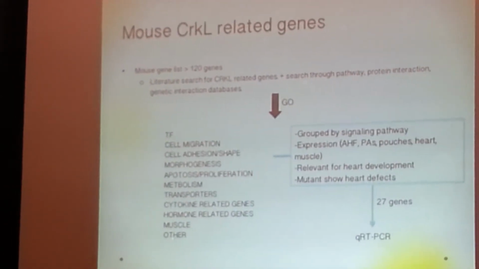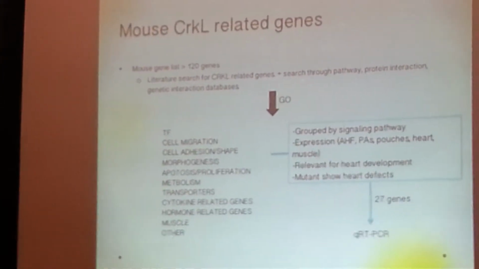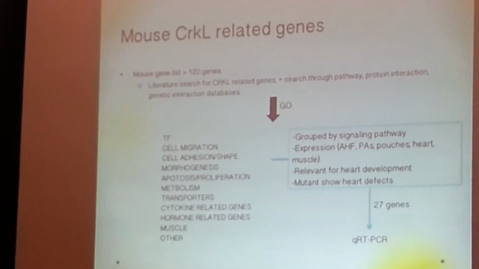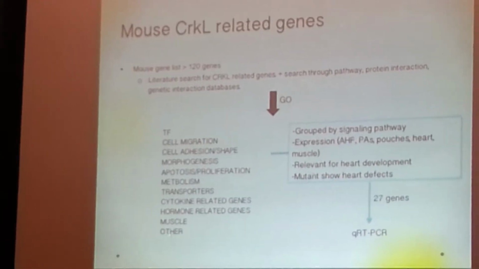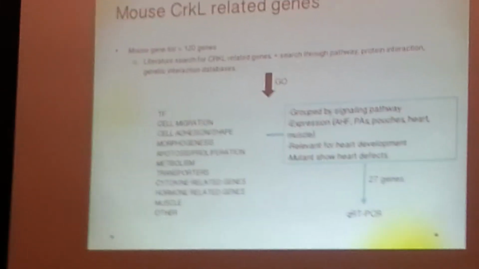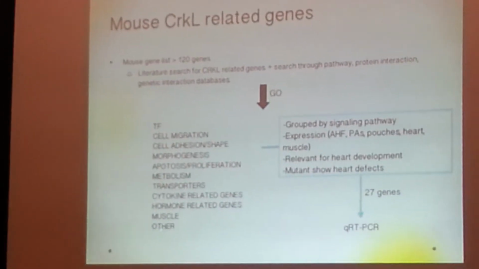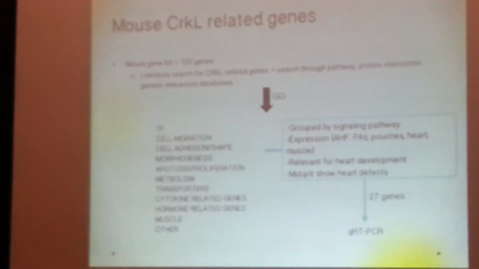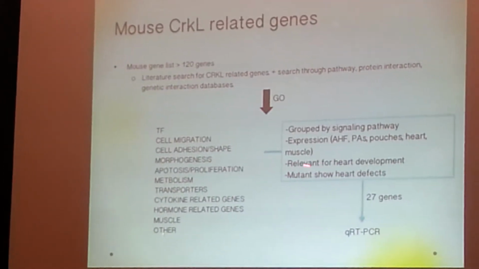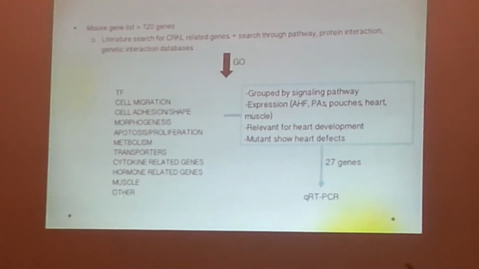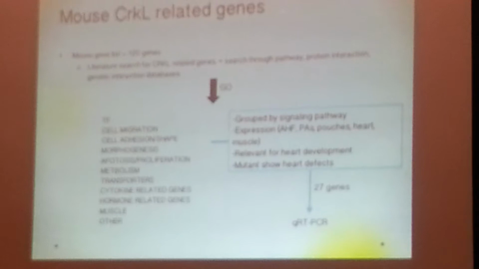I took into account the expression, where in the embryo it is expressed, if it is described. If it is expressed in the tail, it probably is not going to be part of heart development. So, of course, that is important. I also took into account whether it is relevant for heart development, and whether the mutant, in case it already exists, shows some heart effect.